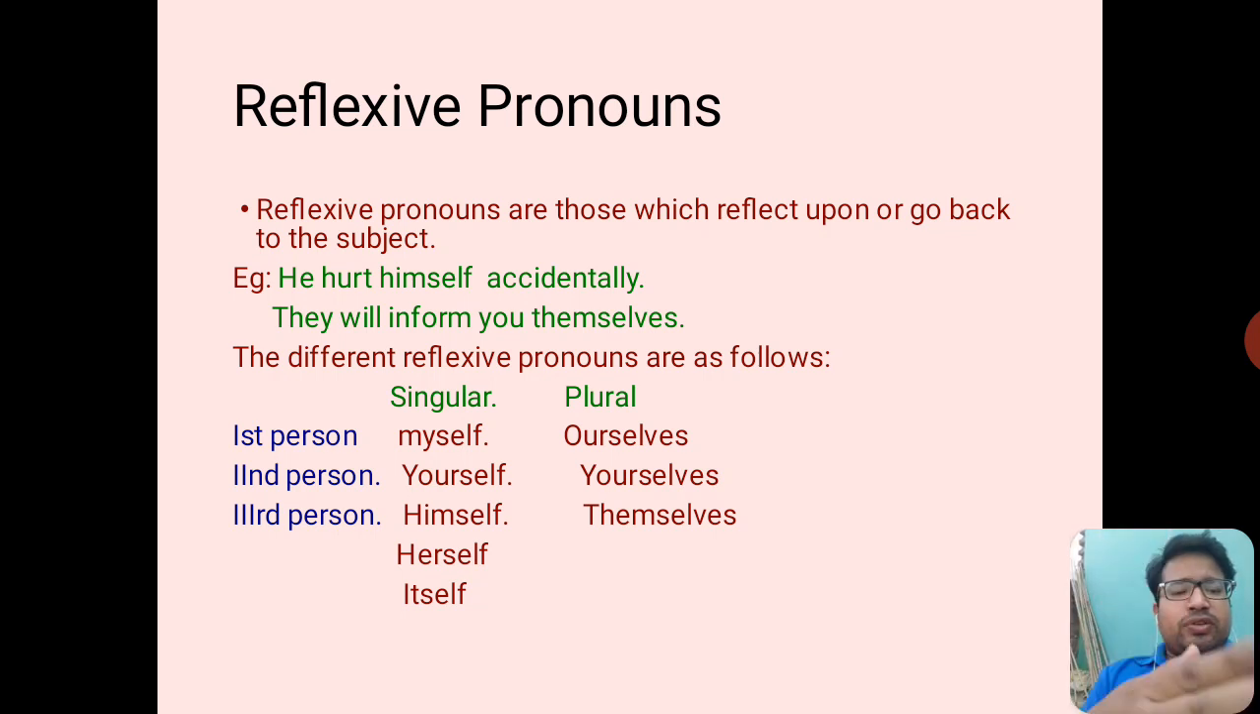The different forms of reflexive pronouns depend upon the number and person. First person singular: myself; plural: ourselves. Second person singular: yourself; plural: yourselves. Third person singular: himself, herself, or itself depending upon gender; and plural: themselves for all.